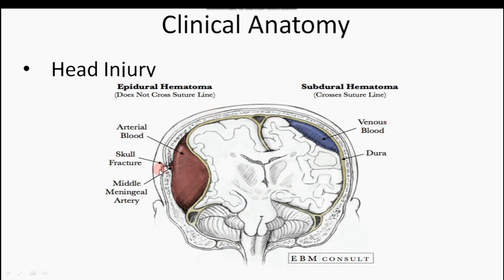Now you have already seen this image in the cranial cavity. This is the middle meningeal artery, which is a branch of the first part. So in case of a road traffic accident, when this artery is running here and the temporal bone gets fractured, it ruptures this artery and causes an epidural hematoma. The collection of arterial blood takes place, and it's a medical emergency. This is epidural hematoma.